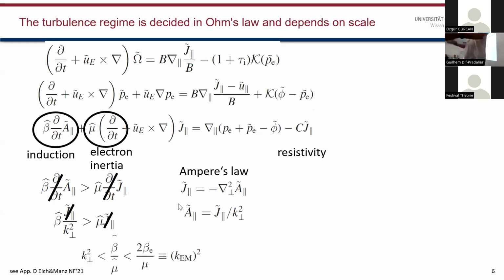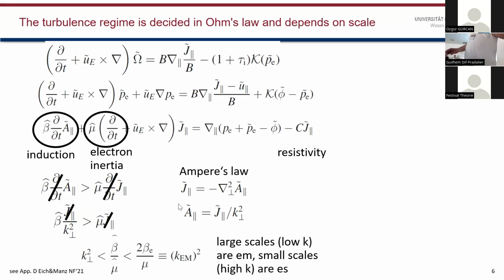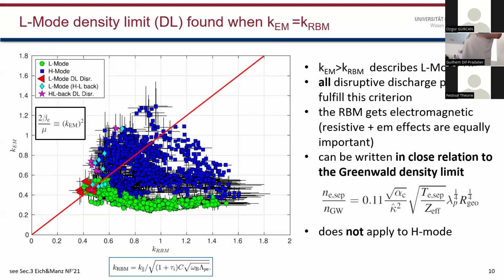Even if you have a really low plasma beta, you have large MHD instabilities. If they are large, they are MHD. If they are small, they get electrostatic. So this is a wave number. And so we now define this wave number as a transition from electromagnetic to electrostatic. And then we compare the electromagnetic wave number to the resistive ballooning mode wave number as a transition where the resistive ballooning mode would get electromagnetic. So then we plot the electromagnetic wave number against the resistive ballooning mode.